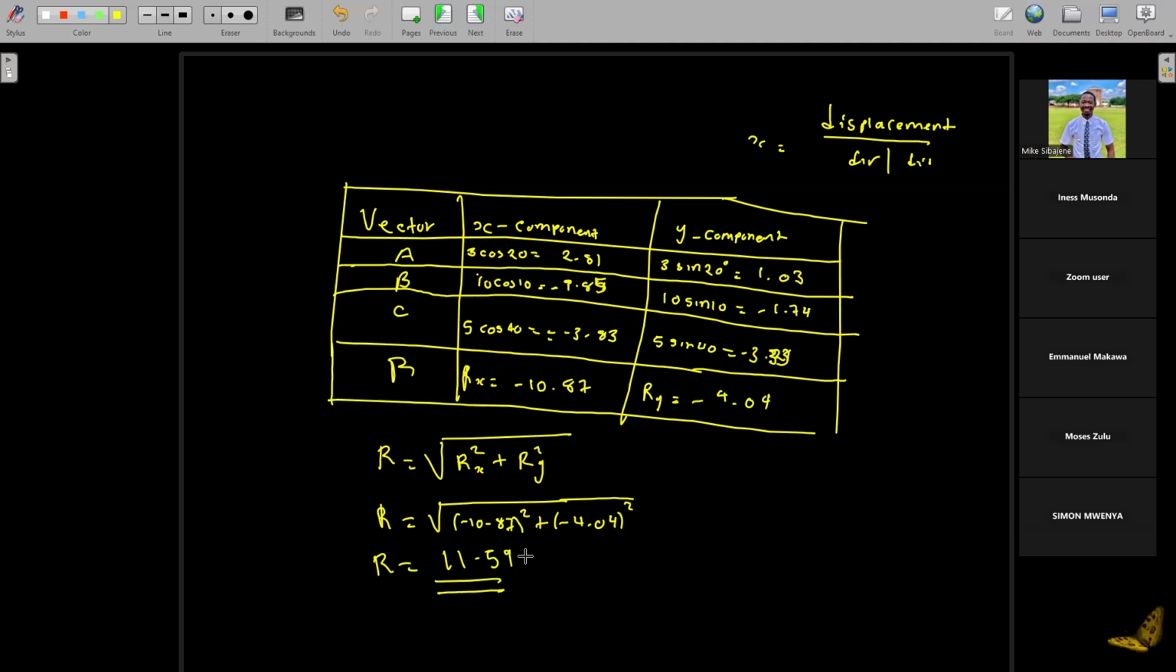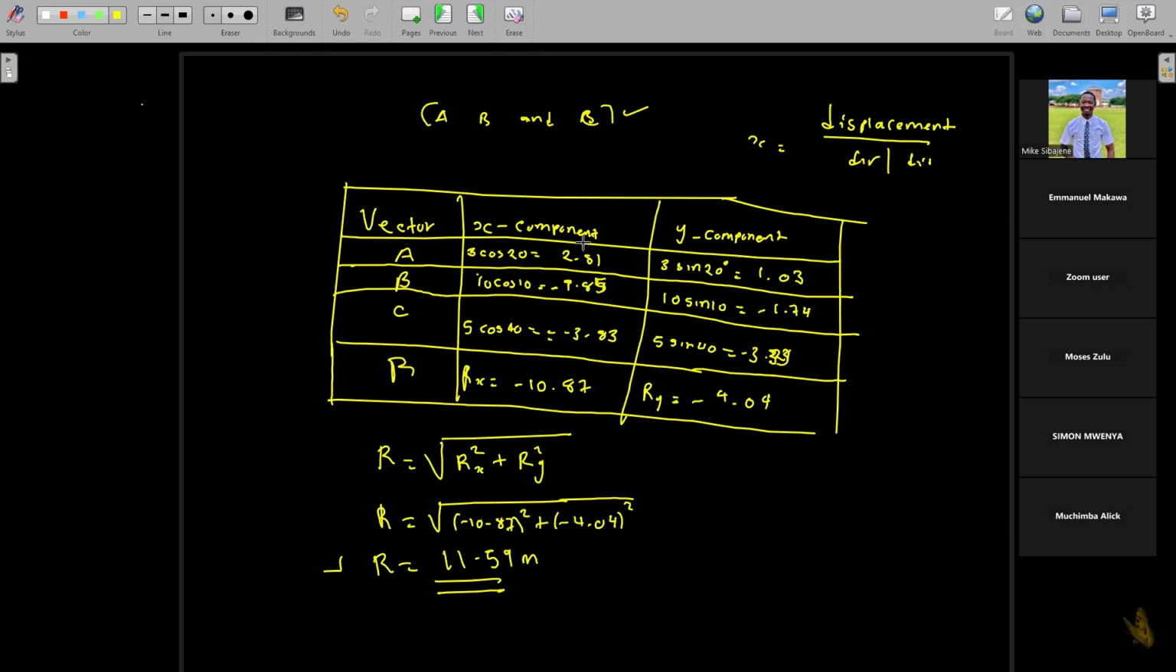Me, I'm getting 11 meters. Okay, let's just confirm, 0.87 in brackets. So it's the final answer. We said they all lie in the same direction, A, B, and C, isn't it? So I want to find the direction and the magnitude of A, B, and C. In short, we are adding the vectors A, B, and C.